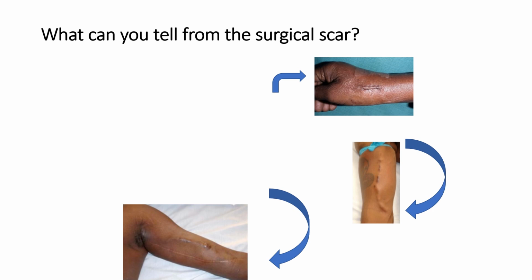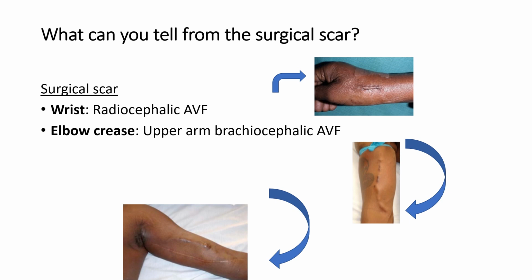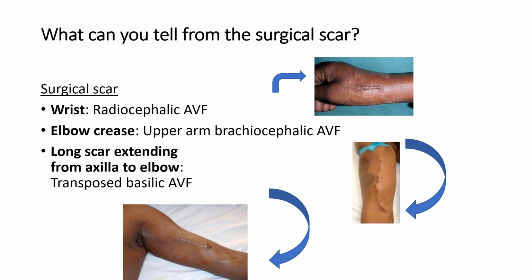An examination of the scar on their access arm can tell you what kind of fistula is present. If they have a scar at the wrist, they have a radiocephalic fistula, which is a connection between the radial artery and the cephalic vein. If they have a scar at the elbow crease, then they have an upper arm brachiocephalic AV fistula. And if they have a long scar extending from the armpit or the axilla to the elbow, they have what's called a transposed brachiobasilic AV fistula.